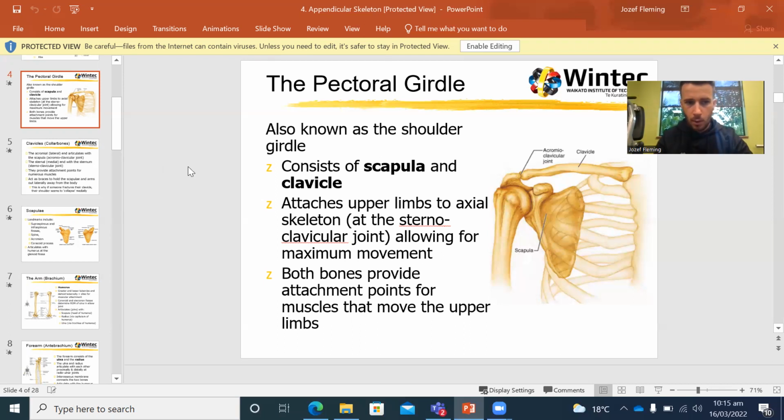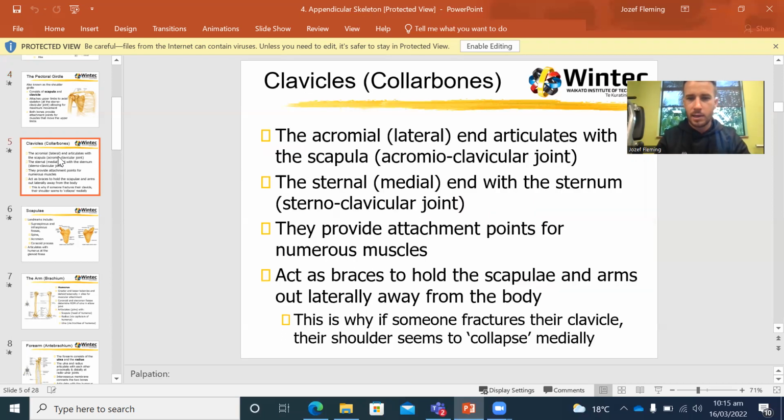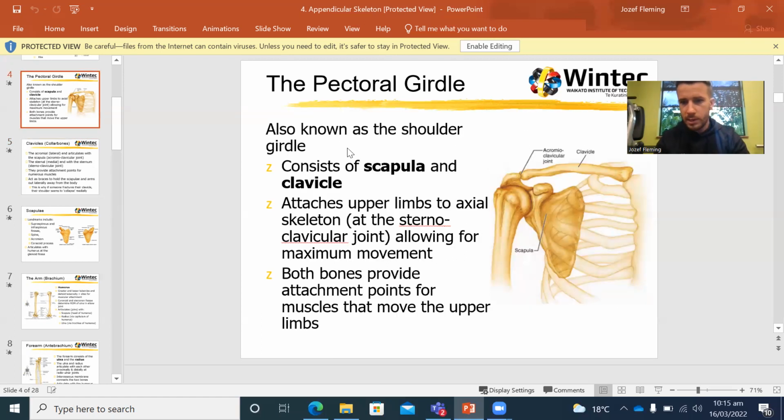Now, one thing I also want us to understand is that we have the acromioclavicular joint. For some of us that have played sport, some of us might have either broken our collarbone or damaged our AC joint. What we can see here is where the shoulder blade, the scapula, articulates with the clavicle. That is called our acromioclavicular joint.